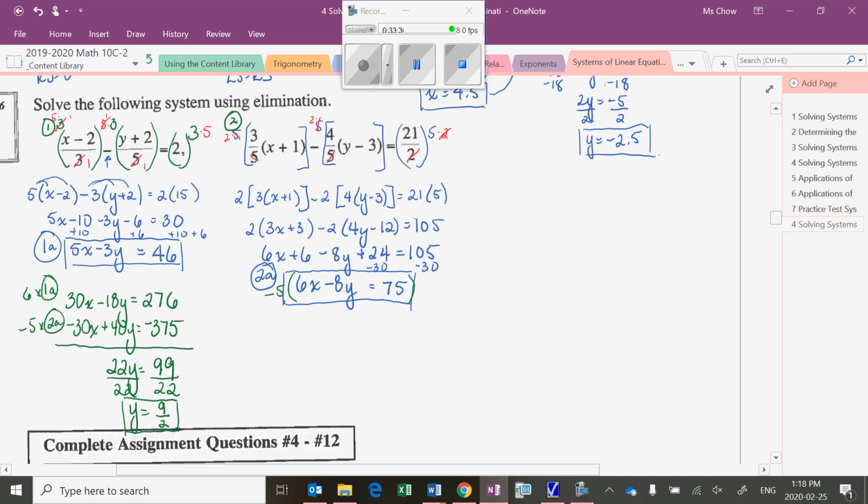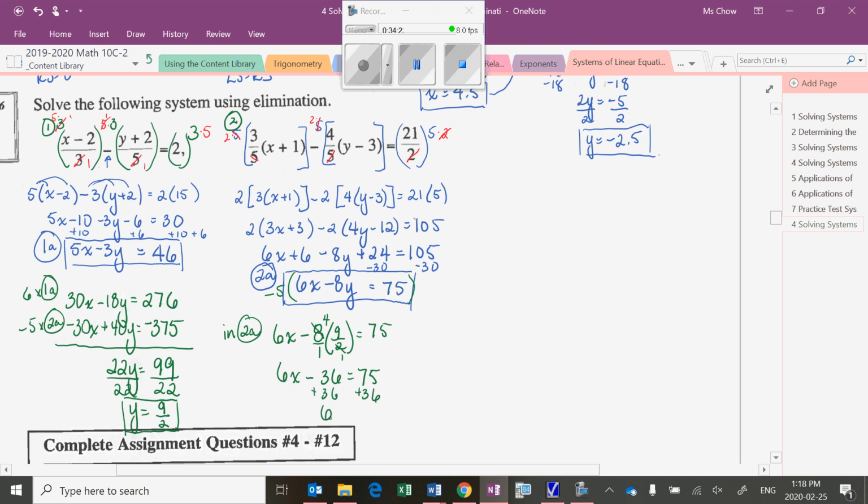Okay. So then now I'm still left to figure out what my x value is. So I'm going to substitute it into 2a to figure that out. So in 2a, we've got 6x minus 8 times 9/2 is equal to 75. So remembering that that's 8/1. So if I'm multiplying here, I could do 8 times 9, 72, divide by 2, or I could simplify beforehand and say 8/2 is the same as 4/1. So then we've got 6x minus 36 is equal to 75, adding 36 to both sides.